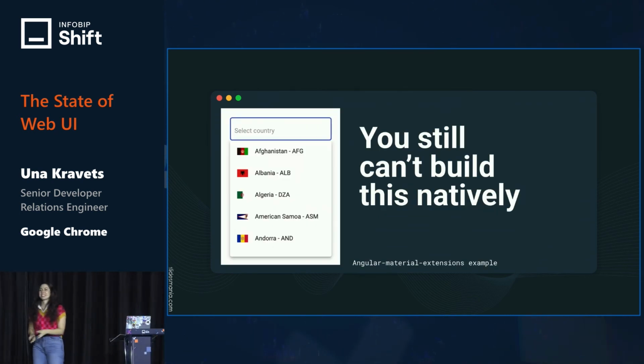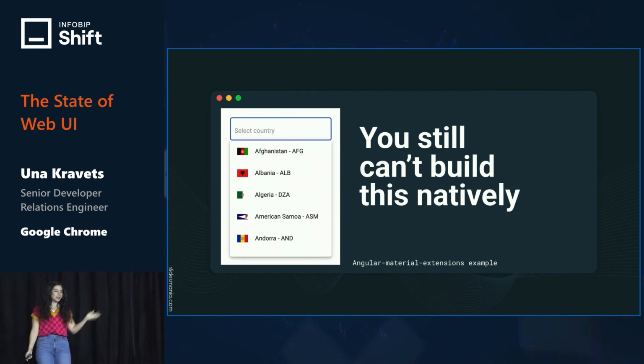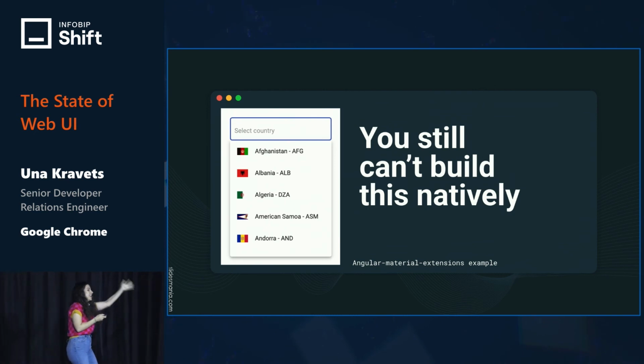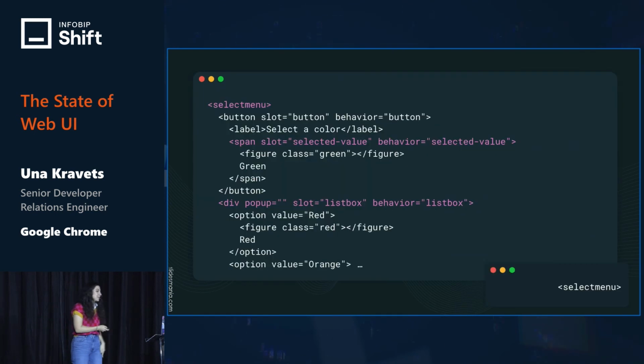And this is the frustration, is that you can style form controls, but you can't even create something like this, which is just a flag next to a country and a dropdown. Like, why can we still not do this natively? Why do we have to hack it every single time, rebuild the accessibility? Makes no sense. So with select menu, you can do that.